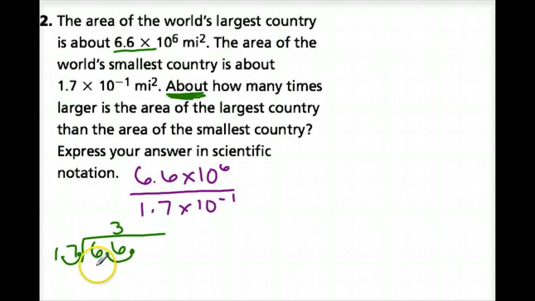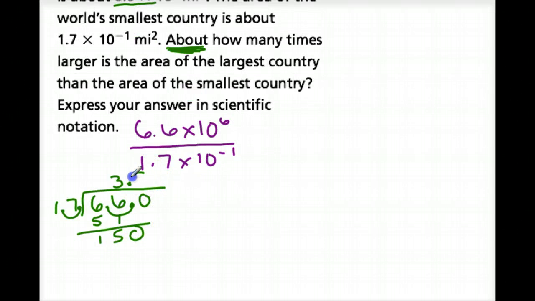3 times 17 gives me 51, with a remainder of 15. Remember that's where a decimal. 17 doesn't go into 15, so we can add a 0. 17 goes into 150 about 8 times. 17 times 8 gives me 136. 150 minus 136 gives me 14. So we're going to stop there. We're going to leave it 3.8.